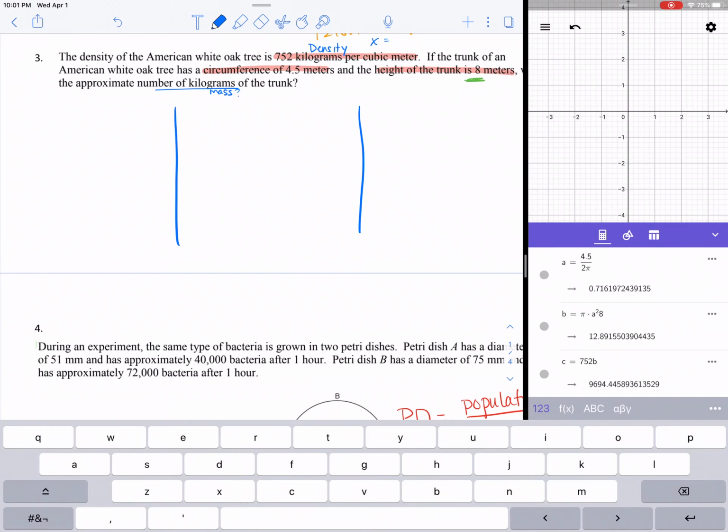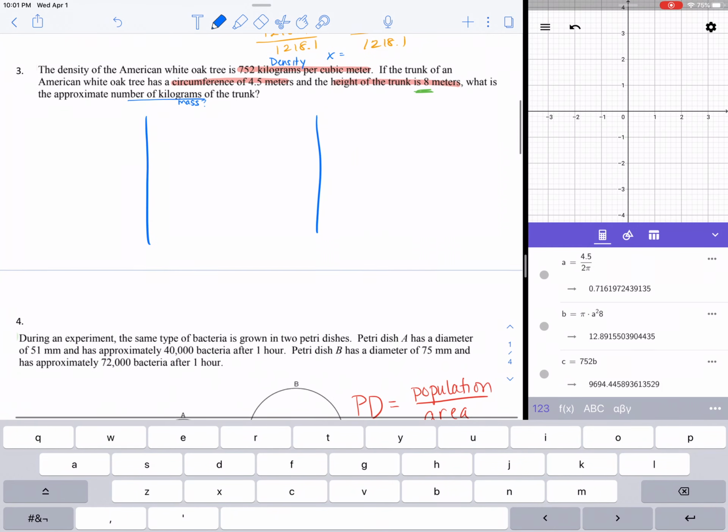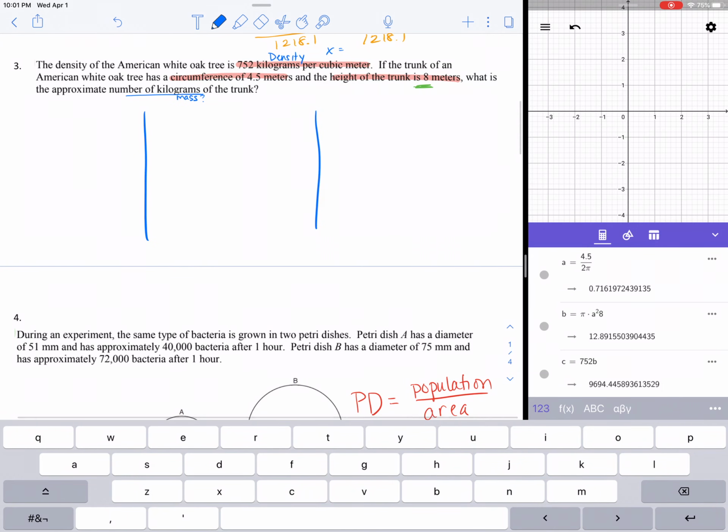Okay, so this question has a lot of work to do, so I set up my work area. I highlighted the important information. They give us the density of an American white oak tree is 752 kilograms per cubic meter. If the trunk of the American white oak tree has a circumference of 4.5 meters and a height of the trunk is 8 meters, what is the approximate number of kilograms of the trunk?